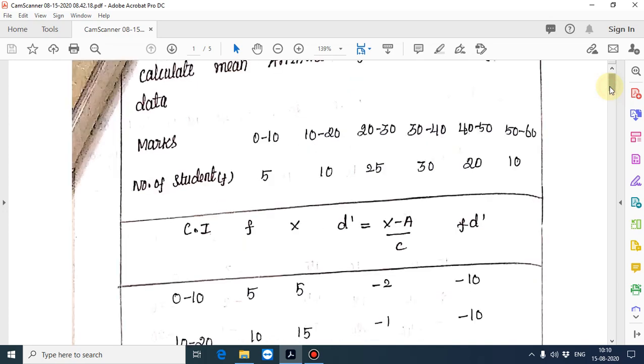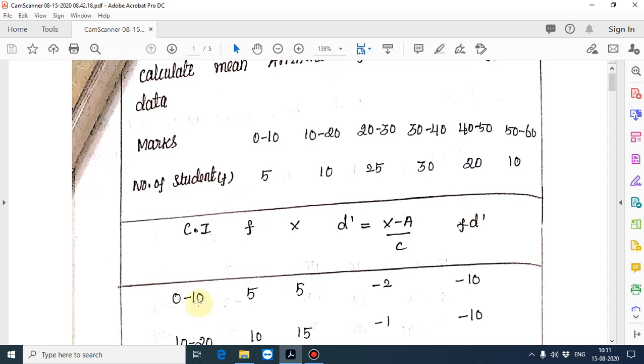They have given 0 to 10, 10 to 20, and the class interval. In class interval we have marked 0 to 10, 10 to 20, up to 50 to 60. Then the frequency they have given, we have entered that. Then the x value: yesterday I taught you how to find x. Here class interval is 0 to 10, so 0 plus 10 divided by 2.